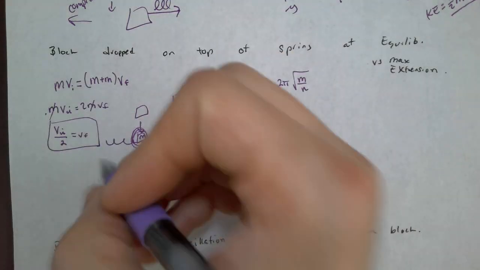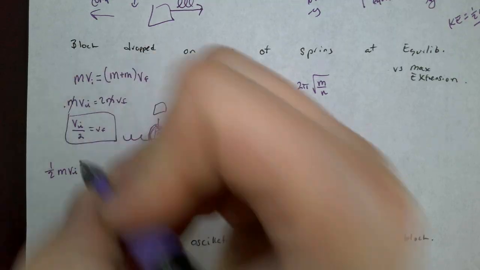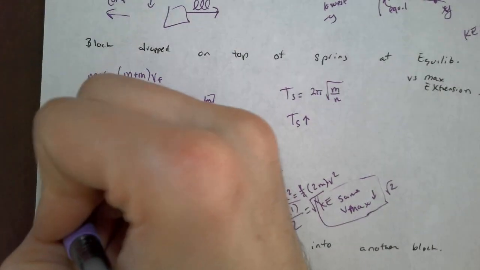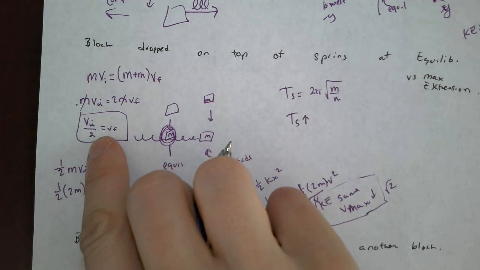All right, so let's do the math. Originally, we had 1/2 m v initial squared. That was the total kinetic energy. Well, what's our total kinetic energy now? It's 1/2 2m, and then what is our v final?